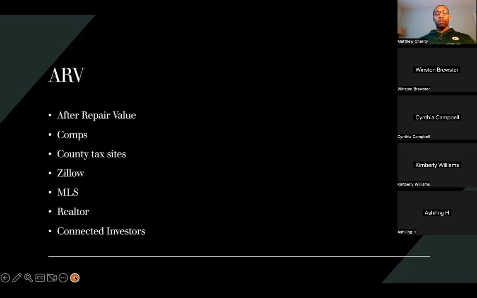Then all these comps, wherever you found them, whether it's the county tax site, Zillow, MLS, Connected Investors, whatever, you click on each one of those. You want to look at the square footage. How does it compare to yours? How do the bedrooms and baths compare to yours? Are there other distinguishing features like a garage? And you make yourself a little spreadsheet, and then you come up with an average per square foot price. And when you've looked at the properties and how they compare to yours and the characteristics, number of beds, number of baths, other features, that is how you figure a good ARV in a nutshell.